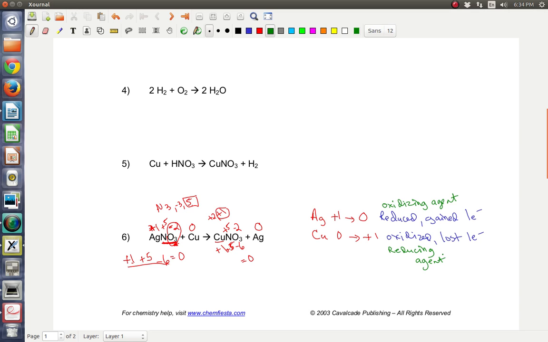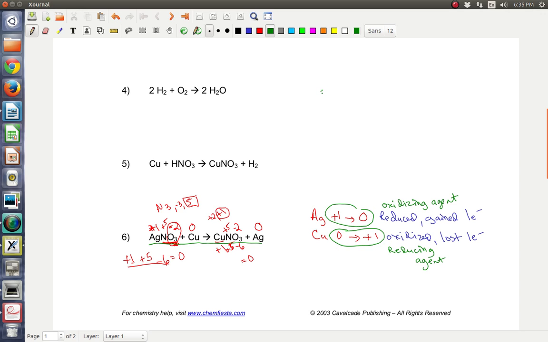Now, I may ask you a question. I give you a reaction and ask you, is it a redox reaction? The only way to know is if you go through this process to determine all the oxidation numbers. And if you see this oxidation number change from left to right, from reactants to products, then you have a redox reaction. If the oxidation numbers stay identical, you do not have a redox reaction. So you must notice a change.